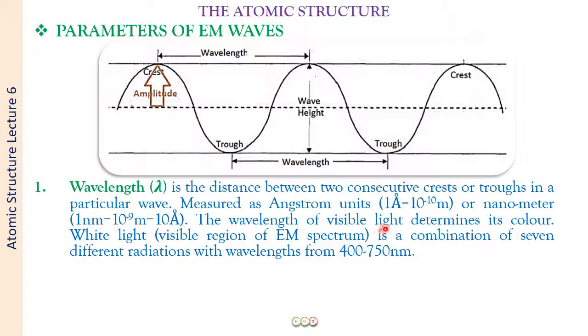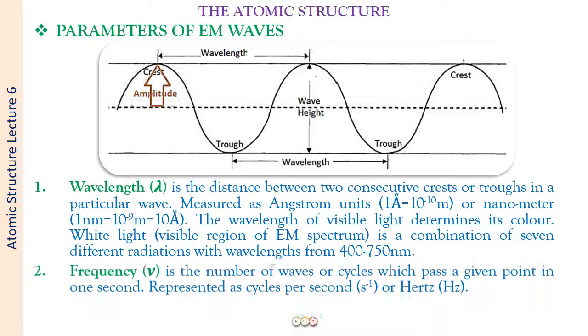And the wavelength of visible light determines its color. White light, the visible region of the electromagnetic spectrum, is a combination of 7 different radiations with wavelengths from 400 to 750 nanometer. You remember in the smaller classes you studied that white light is composed of 7 colors. So basically this white light is composed of 7 different types of radiations which have different wavelengths, ranging from 400 to 750 nanometer. Next we have the frequency.